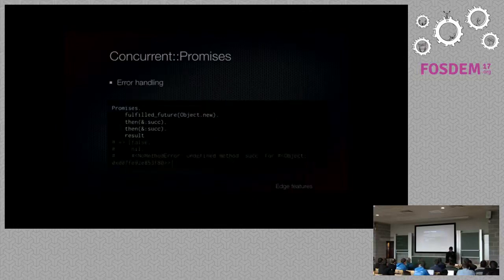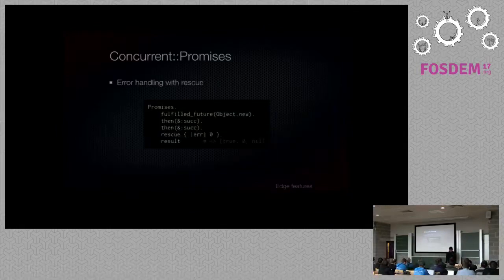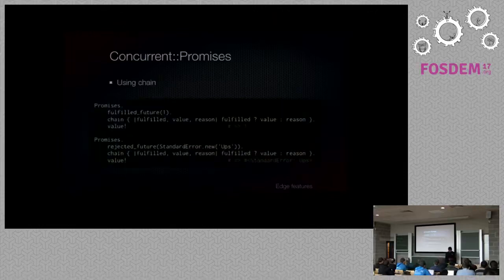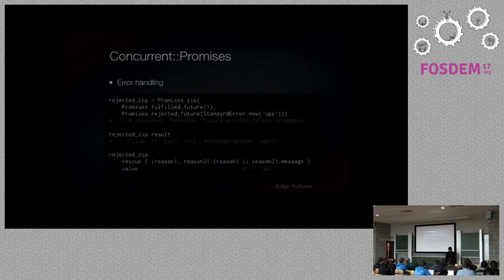So error handling. We can do error handling with the new promises framework. Then we can do error handling with rescue. If there is an error, rescue will get executed, and if there is no error, rescue doesn't get executed. Then we can use chaining. Then we have error handling. Zip is rejected if any of the zipped futures is rejected. So this is doing zip.